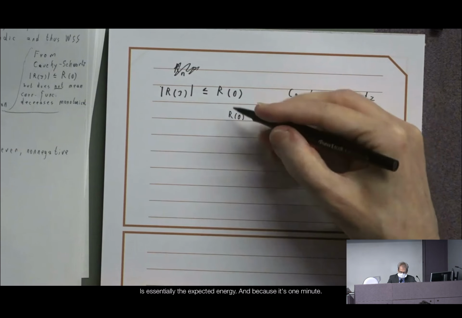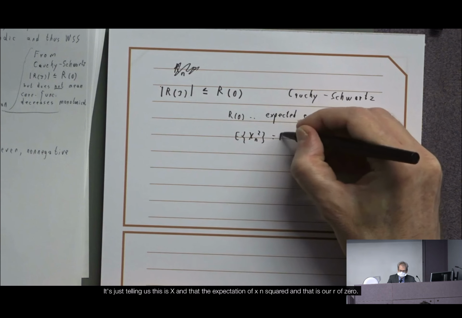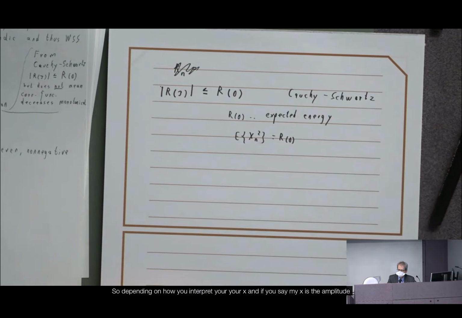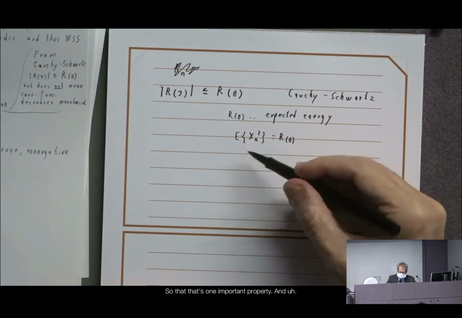It's just telling us this is x, and the expectation of x_n squared is our R of 0. So depending on how you interpret your x_n, if you say my x is the amplitude of something, then it means R of 0 is essentially your expected energy. So that's one important property.